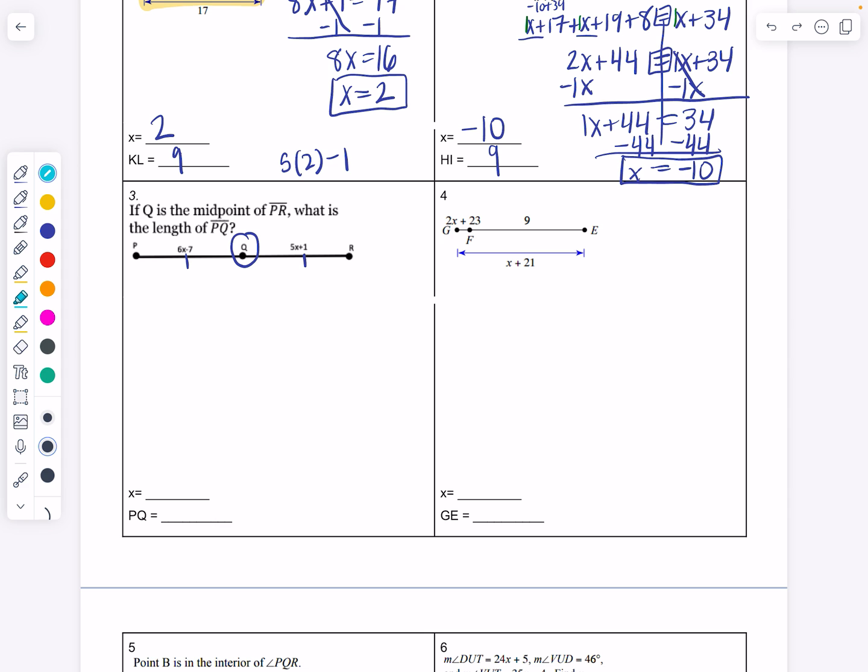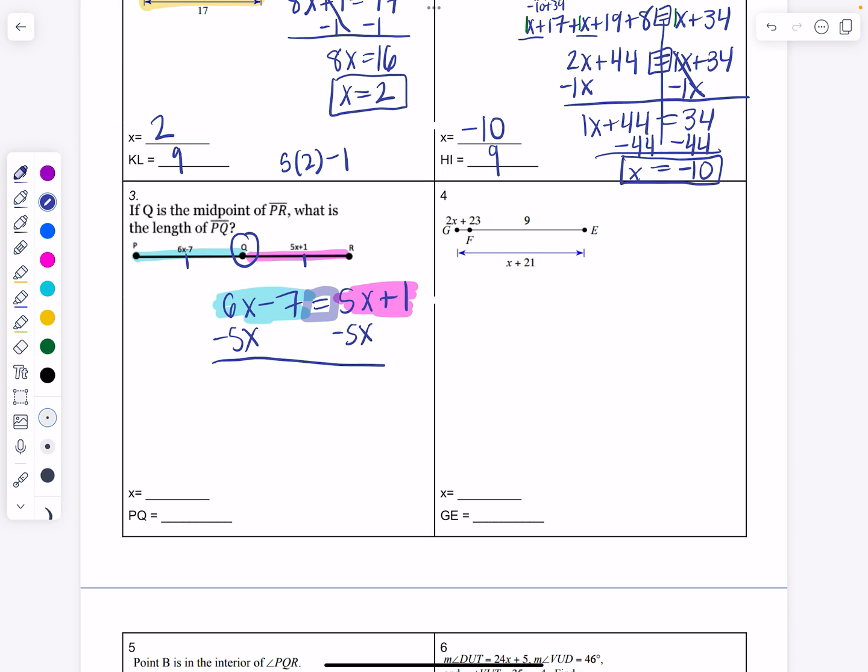But I do know that I've got a blue piece and a pink piece, and I know that those are going to be congruent. And so what I'm going to do is set those expressions equal to each other. 6x minus 7 is going to be equal to 5x plus 1. So we've got the pink piece set equal to the blue piece. And so we're just going to solve this equation. I'm going to get my variables on the same side. Minus 5x, minus 5x. And I get 1x minus 7 equals 1. And then I'm going to add 7 to both sides. And what do I get? I get 8.